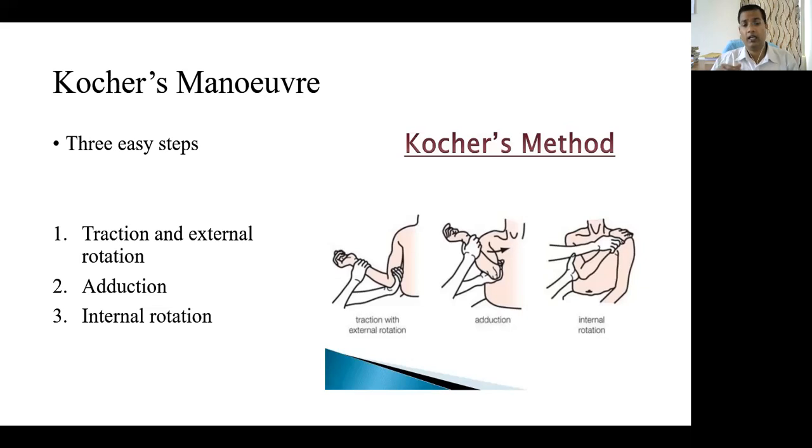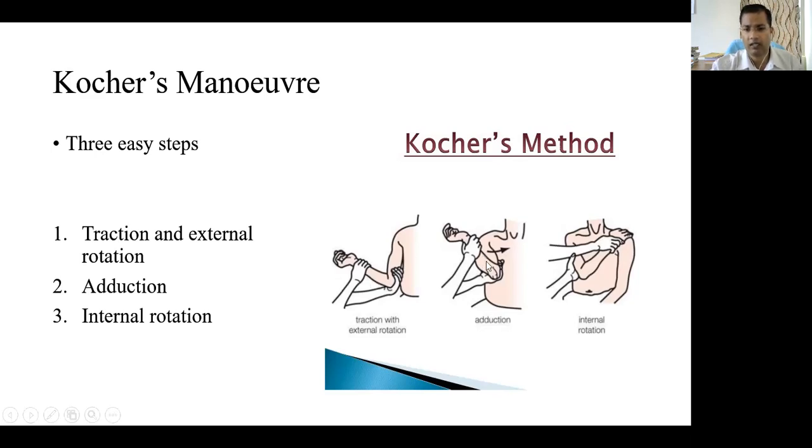Kocher's maneuver has 3 easy steps to reduce this anterior dislocation. First step is the traction and external rotation. It means you have to give traction in the longitudinal direction to the shoulder joint of the affected hand, in the line of the body, and simultaneously the external rotation, as you can see in the picture. Traction and external rotation.